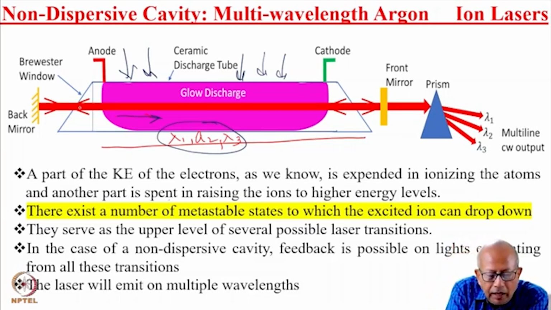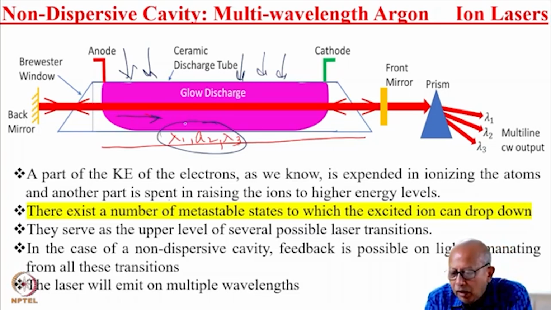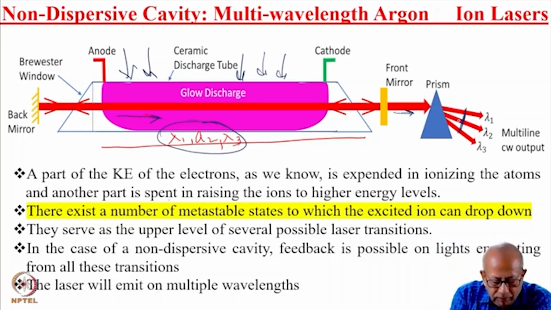Now part of the light that builds up at all these 3 wavelengths is coupled out of the cavity, which forms the laser beam, and it contains all the 3 wavelengths. And if you shine this output beam of the laser onto a prism, then the prism will split the 3 wavelength components spatially, as you can see here. Thus, the non-dispersive cavity laser will emit multiple wavelengths.